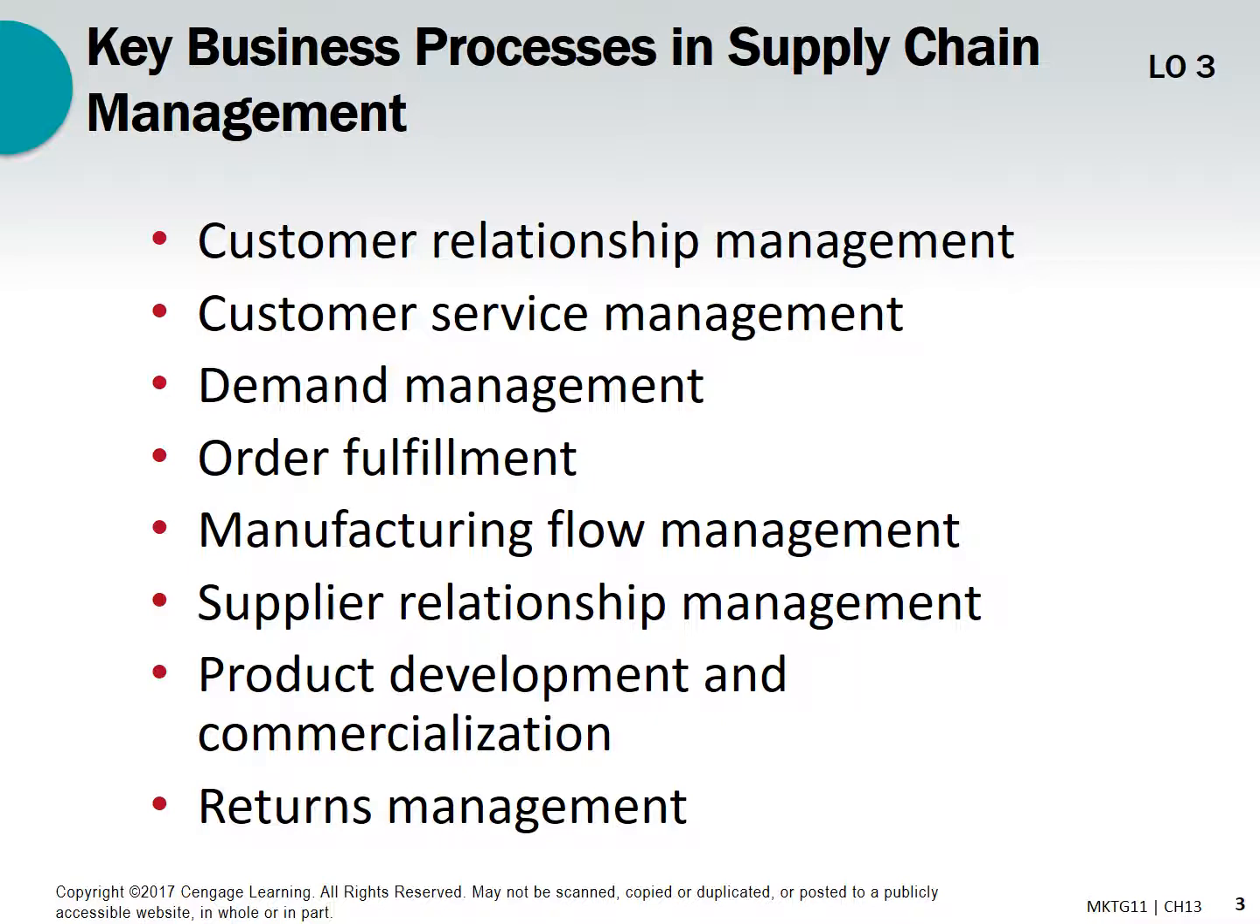There are 8 critical business processes on which supply chain managers must focus: customer relationship management, customer service management, demand management, order fulfillment, manufacturing flow management, supplier relationship management, product development and commercialization, and returns management.